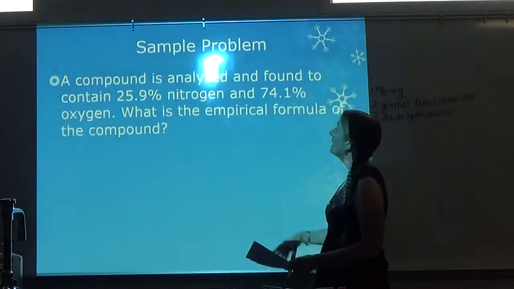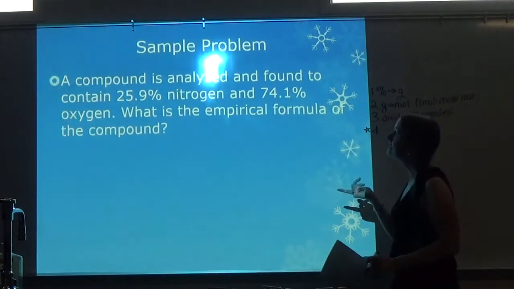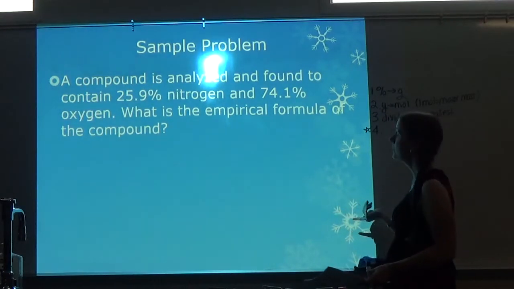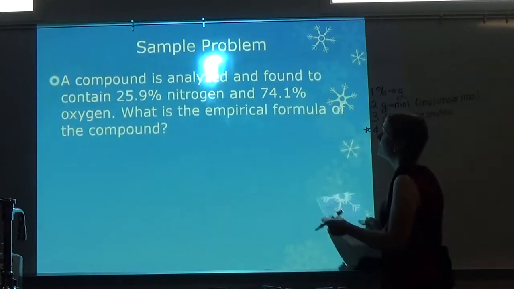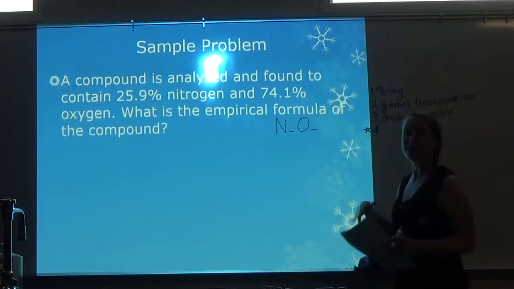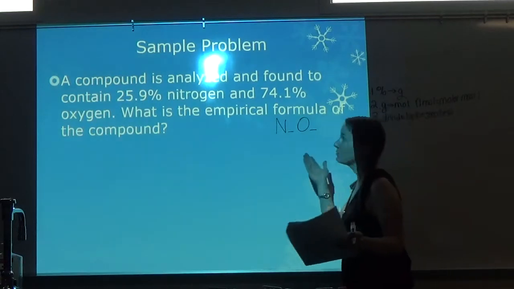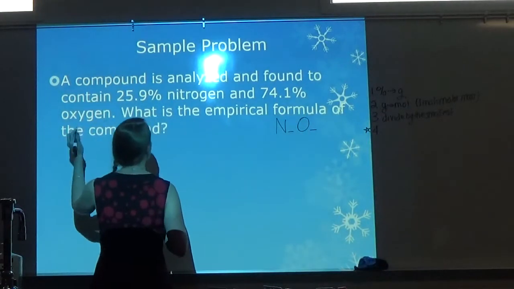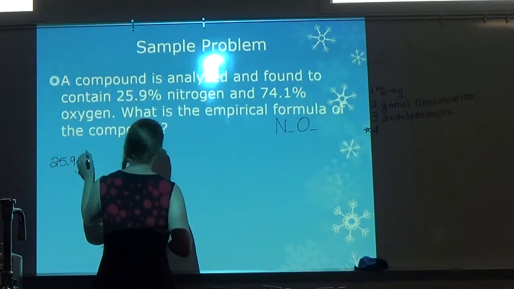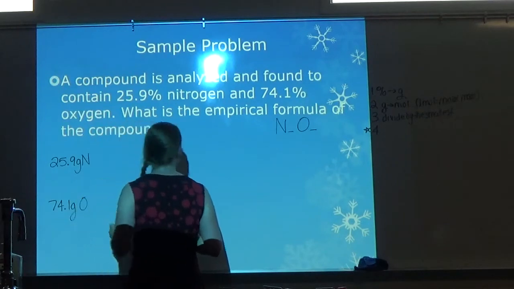So it says, a compound is analyzed and found to contain 25.9% nitrogen and 74.1% oxygen. What is the empirical formula of the compound? All right, so I can see I clearly have nitrogen and I clearly have oxygen. So it's going to be N something, O something. So my first step is change percent to grams. So we're going to follow the same steps. So it gets 25.9 grams of nitrogen and 74.1 grams of oxygen.